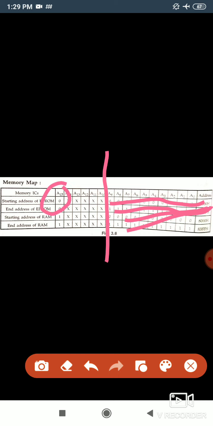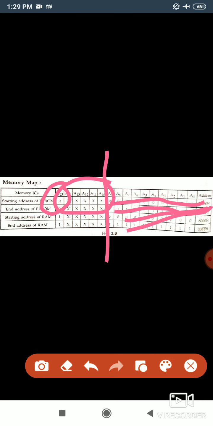When A15 is 0, ROM is selected. Rest all of them are don't cares. Don't care means we don't care about the status of these lines. These can be either 1 or 0. To evaluate the address, we will take them as 0 or 1. This is your choice, but you have to notify that you have taken don't care as 0 or 1. So you can duplicate the address also here.